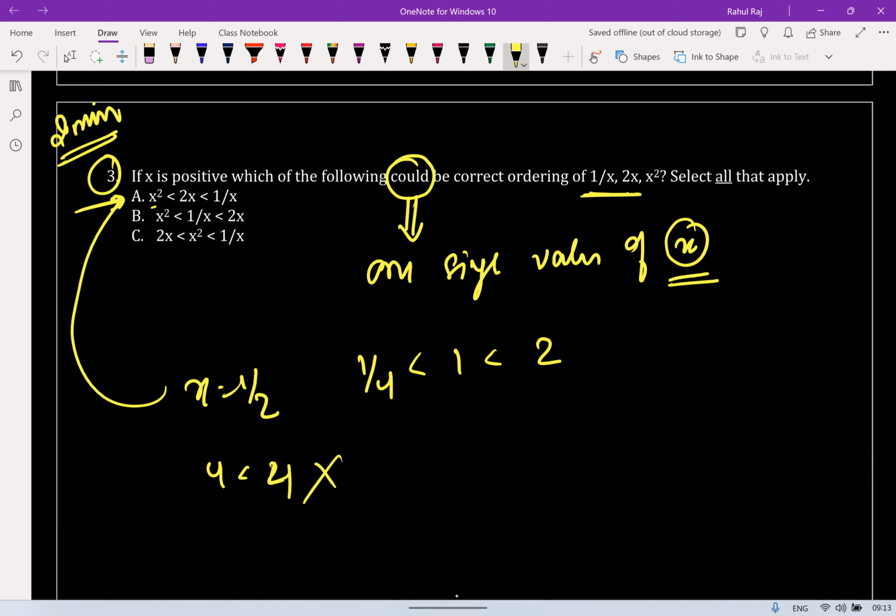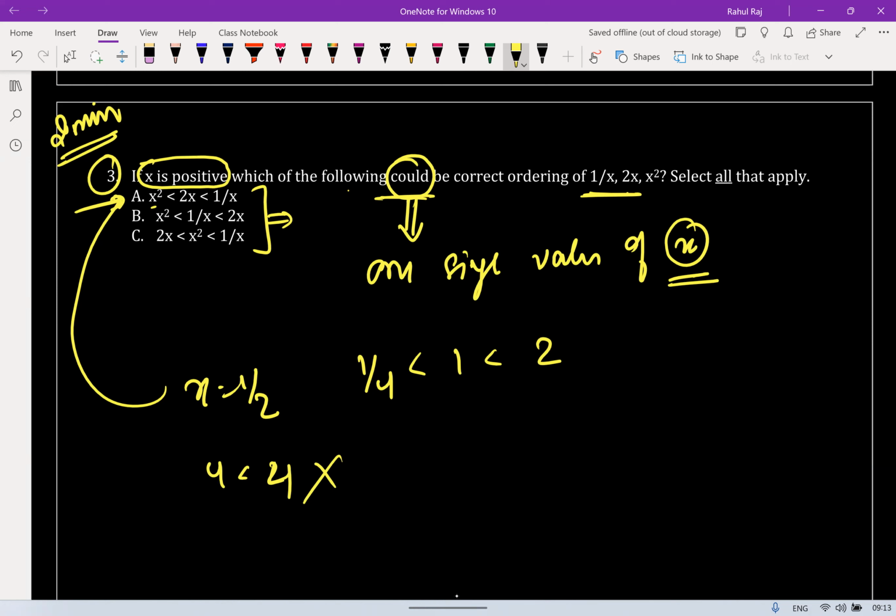Because it says that if X is positive, which of the following could be correct ordering? There are three orders given to you. So you just have to imagine it is given to you that X is positive. Now you can consider A in the answer choice selection if for any positive value of X this order suffices or not. There is a difference between could be true and must be true questions. Must be true questions I have given you after question 1.